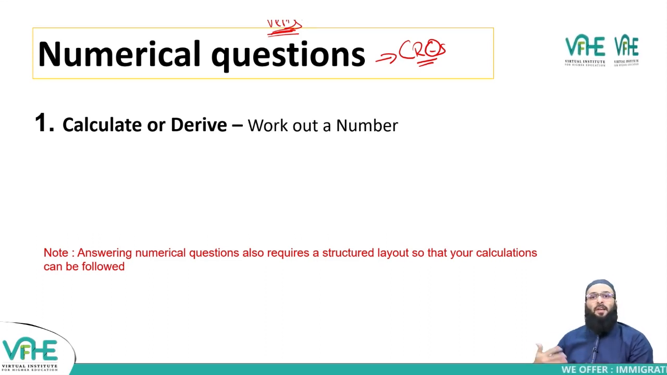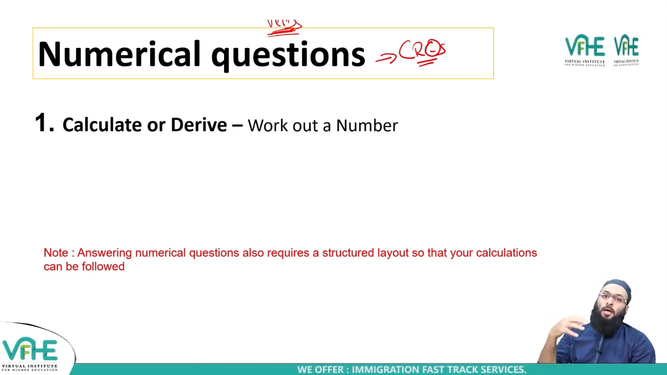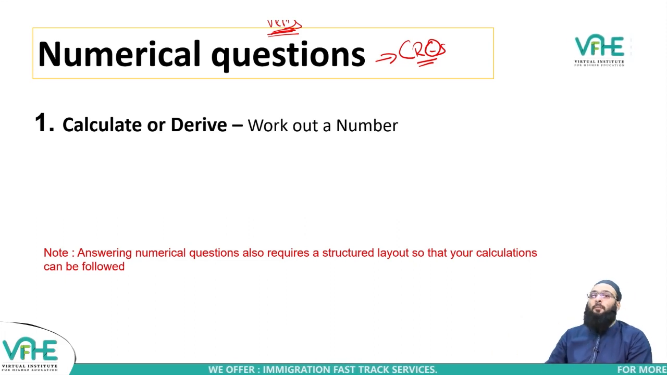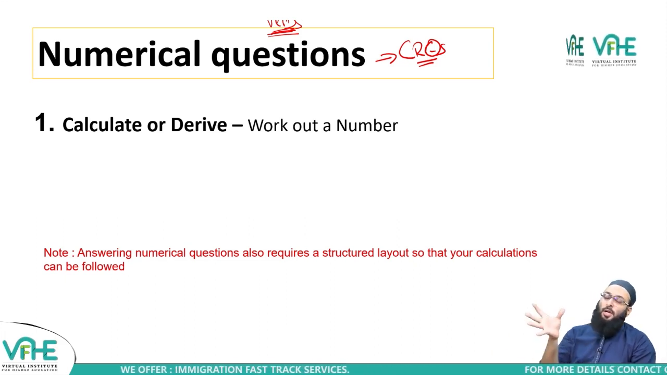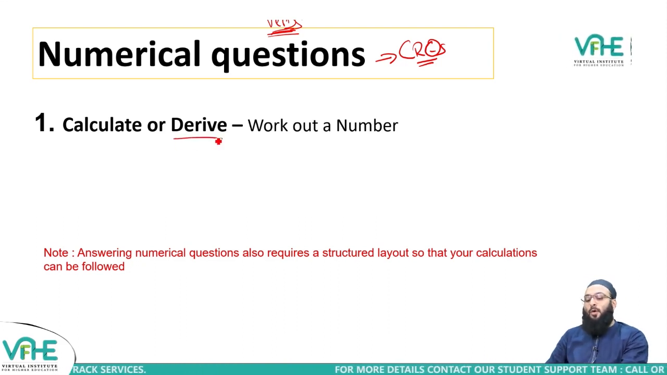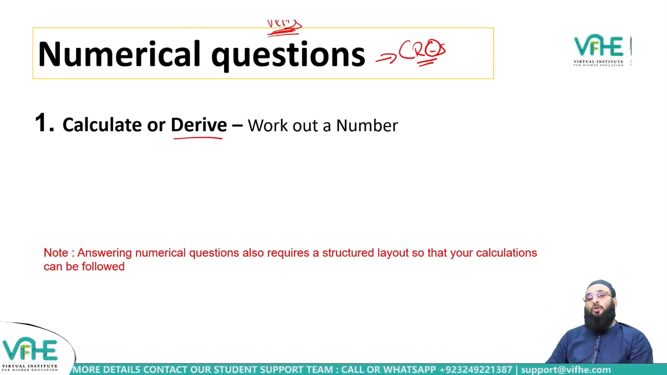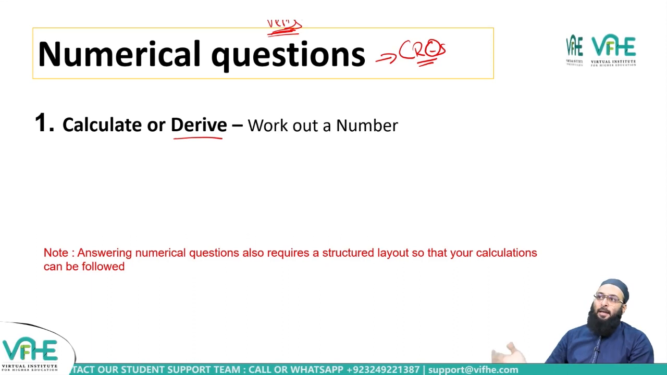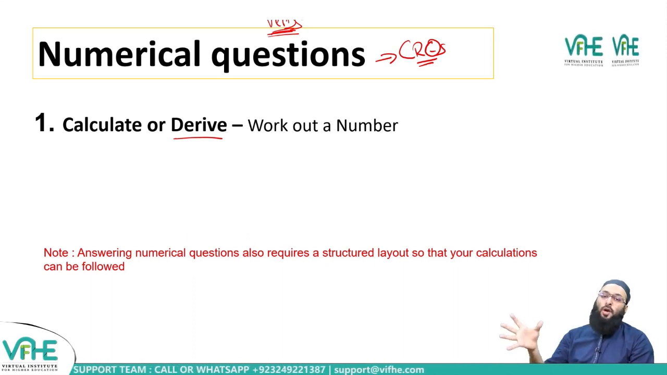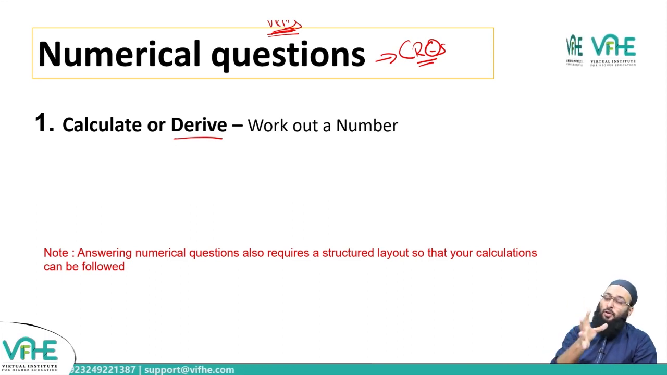So normally we are very much familiar with the verb calculate. We need to work out a number. For example, it says calculate material price variance. So you just work out a number of adverse price variance. Or sometimes they use the word derive a demand function. That is the equation that you need to derive. So again, in that you know what to do. So you have to derive an equation or demand function.